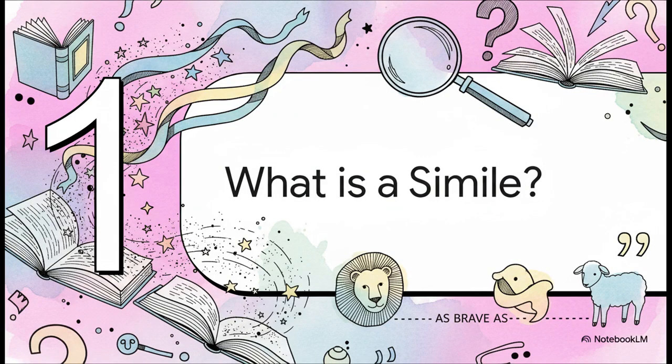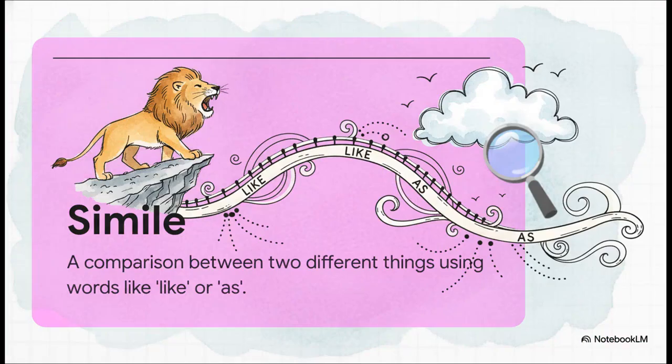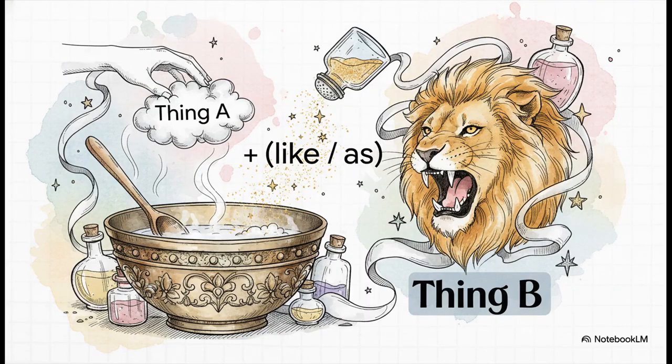The key is understanding this core concept. What exactly is a simile? Okay, at its heart, it's actually super simple. A simile is just a way to compare two totally different things. And the two magic words that make it all happen? Like or as. Those are the words that build the bridge between the two ideas. Yeah, you can pretty much think of it like a simple recipe. You take thing A, you add your special ingredient, either like or as, and then you mix it with a completely different thing B. And boom, that's your formula.